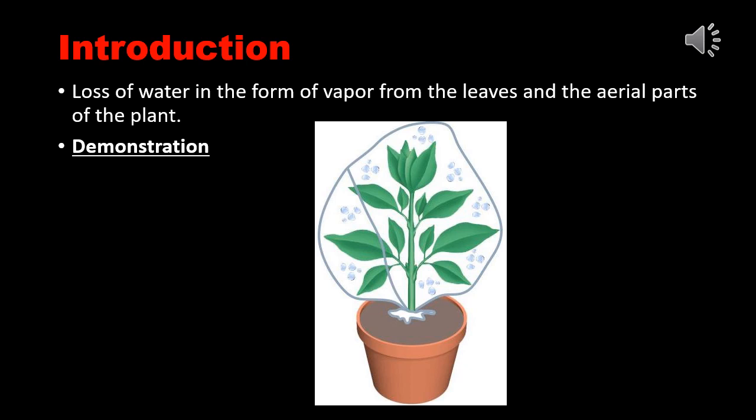Take a medium-sized well-watered potted plant. Cover the plant with a transparent polythene bag and tie its mouth around the base of the stem. Leave the plant in sunlight for an hour or two. When we observe the plant, we can see that tiny droplets of water appear on the inner side of the polythene bag due to the saturation of the water vapor given out by the leaves.